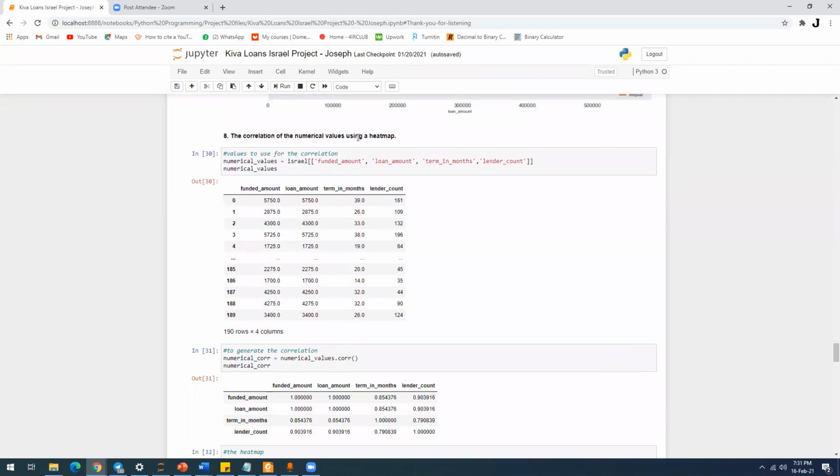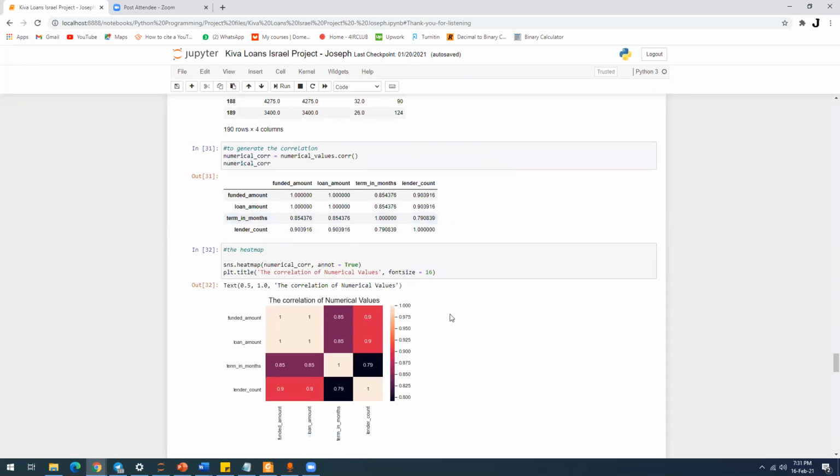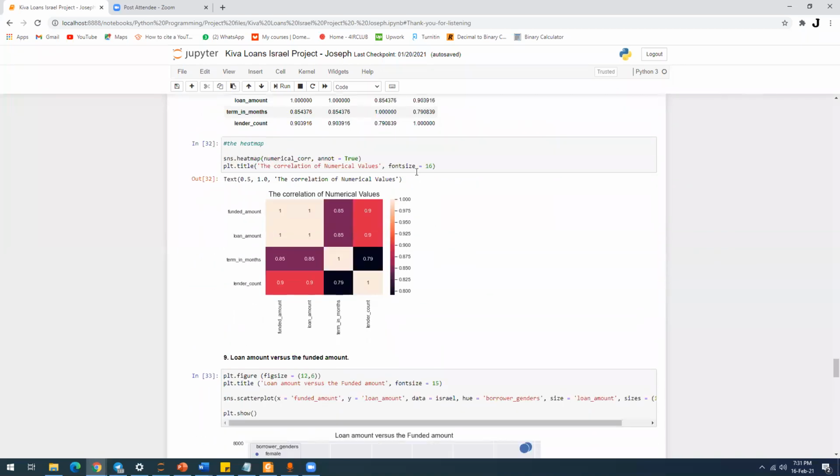And number 8, the correlation of the numerical values using a heat map. The numerical values that I used were funded amount, loan amount, terms in months, and lender count. So from this, I was able to generate the heat map with correlation. Of course, funded amount and funded amount will just give 1.